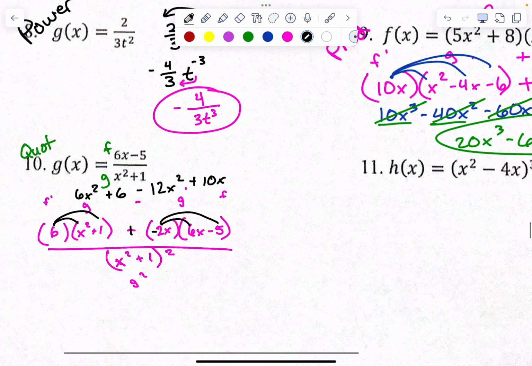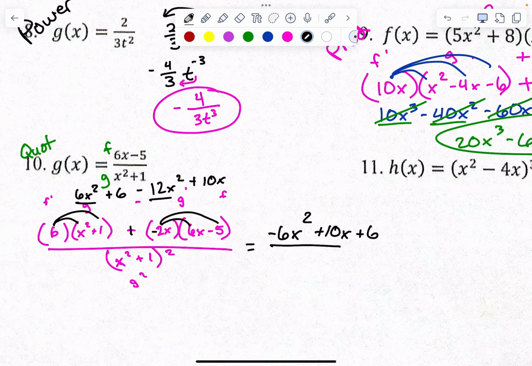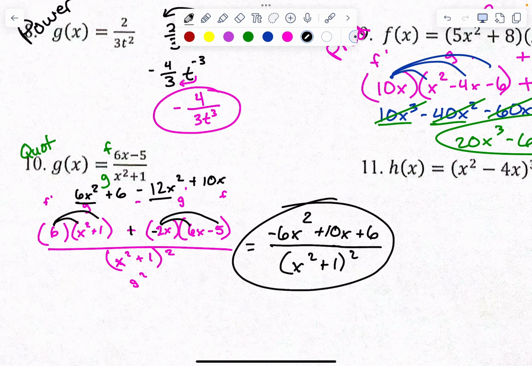Okay, moving on. We've got negative 6x squared plus 10x plus 6 all over x squared plus 1 squared. Is that what you got? Yeah, something like that.